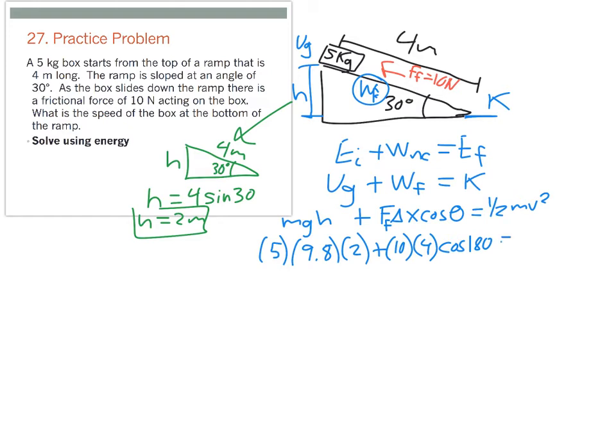And that's going to be equal to 1/2 times my mass times v squared. So I go ahead and solve that left side, and I end up getting 58 as my number there. Keep in mind you should be in degrees mode, and that's going to be equal to 2.5 v squared, and so I find that my velocity here is 4.8 meters per second.